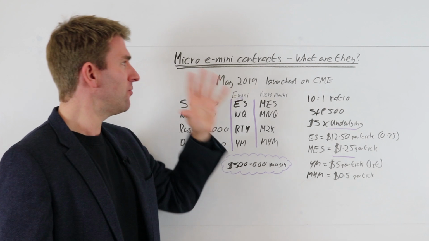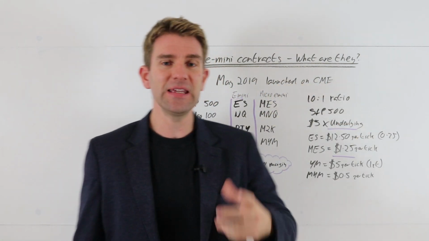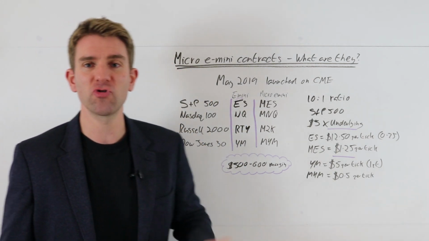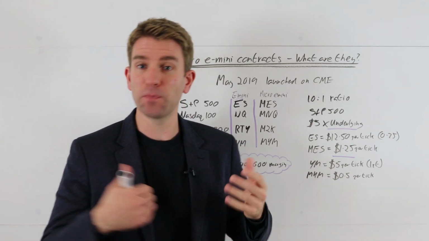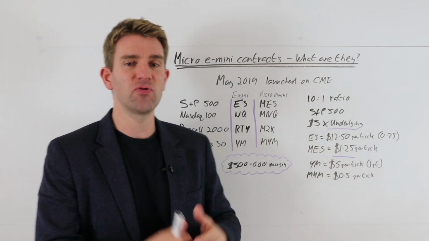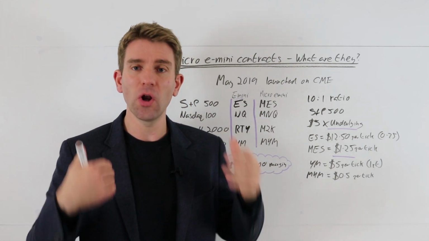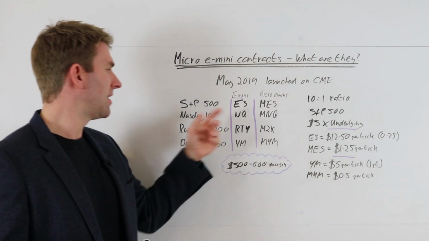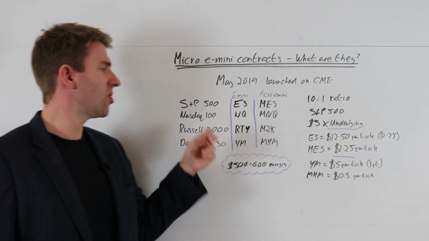All right, so if we look at what they are, in May 2019, they were launched on the CME, 4 new additions to the micro E-mini contracts. So traditionally speaking, the most popular E-mini contract is the S&P 500, otherwise known as the ES, which is the code for that. Hugely popular, loads and loads of volume on it, one of the most popular vehicles for day traders. Then you've got Nasdaq 100, Russell 2000, and the YM, which is the Dow Jones 30.